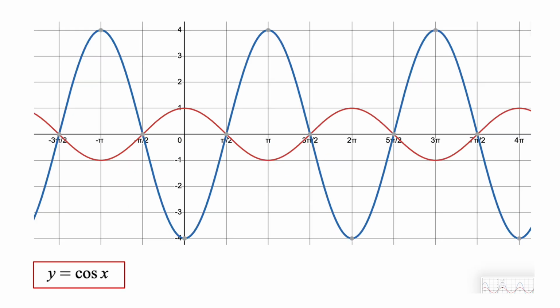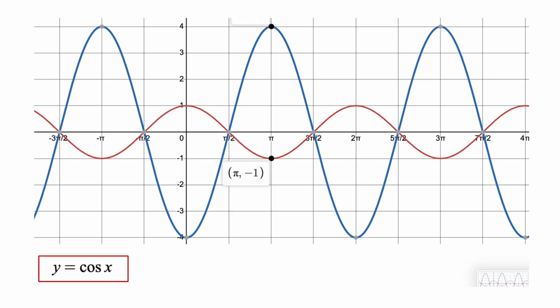Okay, new function. The red one is cosine of x. And let's just assume that the blue one is also a cosine function. If you look, there's no shifting left or right. It definitely is stretched, and it also appears to be flipped. So let's look at a couple points. I have pi and -1, and then unfortunately the top point got cut off, but it's also pi and +4.